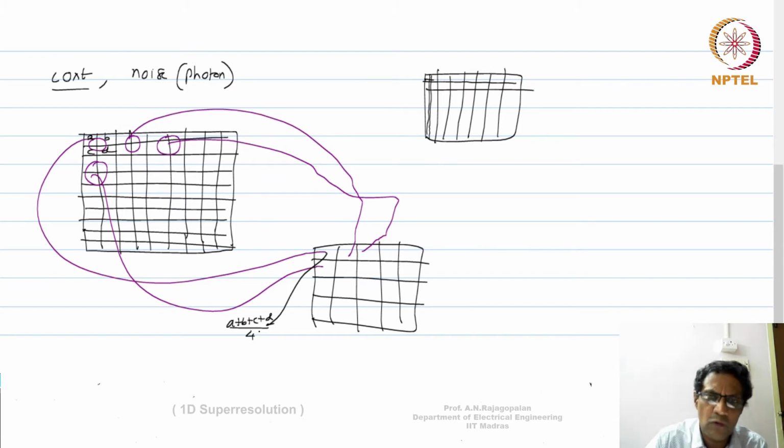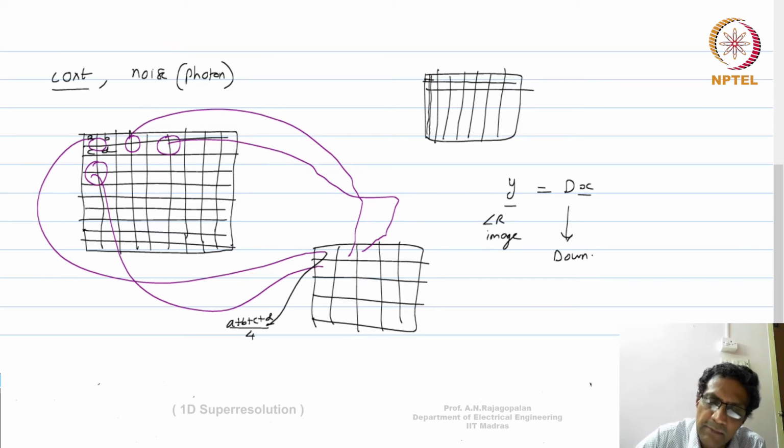If you want to write down a mathematical model for this, the simplest model is Y, which will be your low resolution image. LR means low resolution image, and HR or SR means high resolution, or super resolved, image. You can simply write this as D times X plus maybe some noise. But if you have no noise, it's D times X, where D will be a downsampler cum averager. So this has to be a downsampler plus averager.